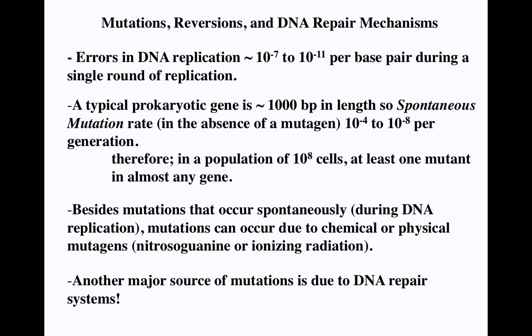And now, if you take this to its logical extension, if the typical prokaryotic gene, bacterial gene, is about 1,000 base pairs in length, and taking the spontaneous mutation rate that I just gave you here, that would mean that in any one gene, you would have to transcribe or replicate that gene 10,000 times before, on average, you would have a mutation in that gene.